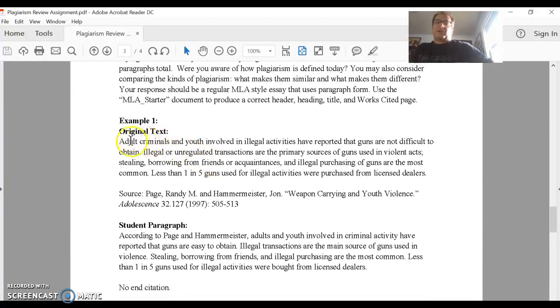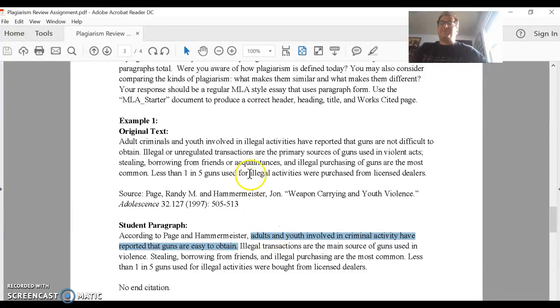So this first example is an example of patch writing. You see the sentence, adult criminals and youth involved in illegal activities have reported that guns are not difficult to obtain. And then the student wrote, adults and youth involved in criminal activity have reported that guns are easy to obtain. So not a lot changed there.